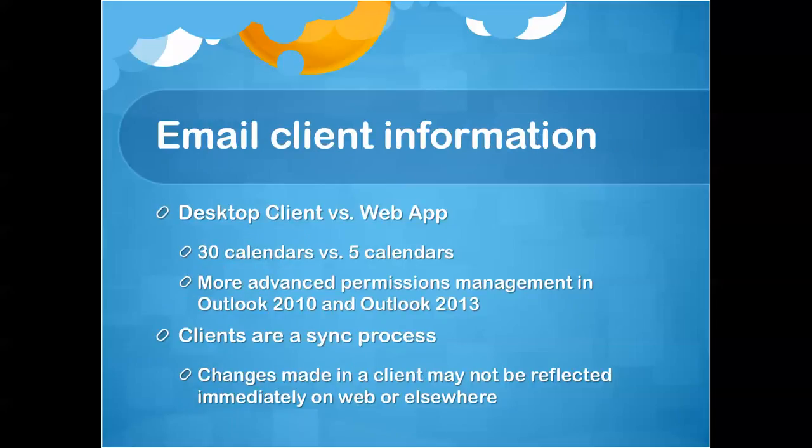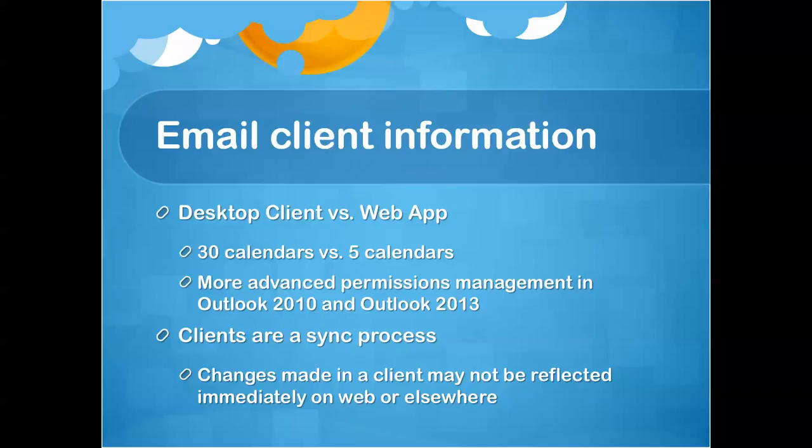Next, we're going to talk about the client information. The difference between a desktop client and a web app are some different features. On the desktop client, you can view up to 30 calendars, versus on a web app, you can only view 5 calendars at a time. That doesn't mean you can't have multiple calendars shared with you. It's just that only actively viewing them, you can only see 30 on the desktop and 5 on the web app. The other thing about having a desktop client is there is more advanced permission management in Outlook 2010 and also Outlook 2013. The Outlook web app has a lot of these same features, it's just that some more advanced permission management is set in those 2010 and 2013 Outlook clients.